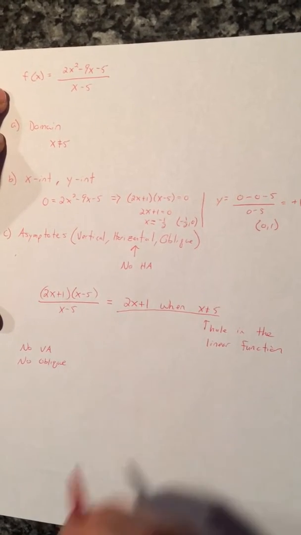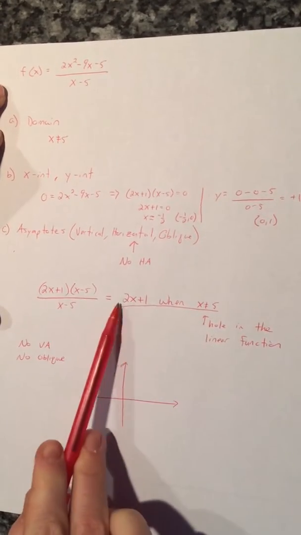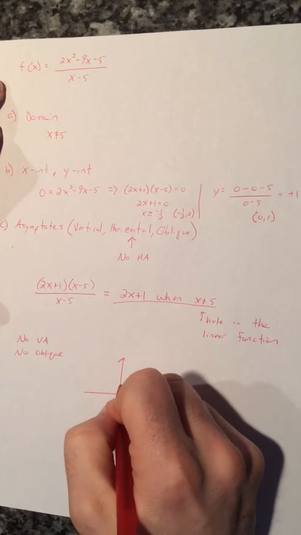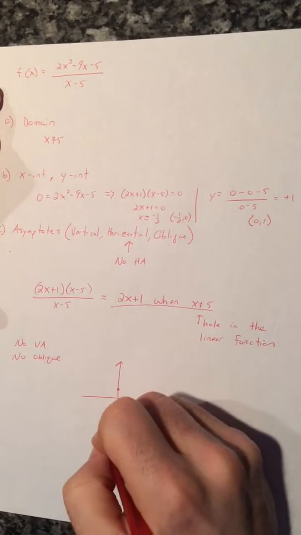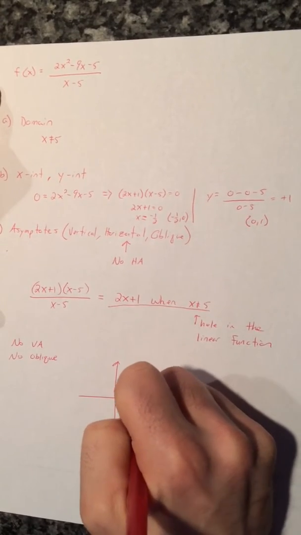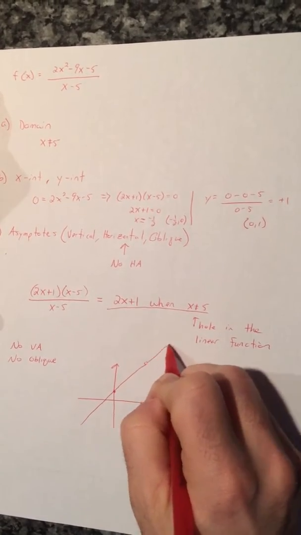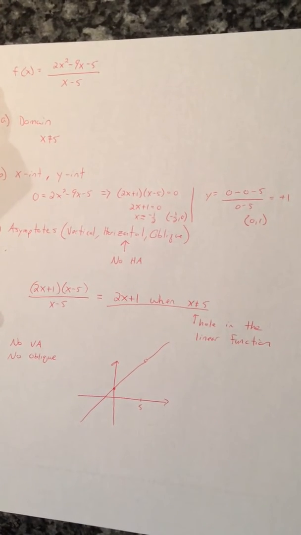It simply looks like a linear function with a slope of 2 and a y-intercept of 1. So it's going to cross right here. It's going to have a slope of 2, and then at x is equal to 5, say out here somewhere, we have a hole. So this function will look just like this. Nothing more than a linear function with a hole.